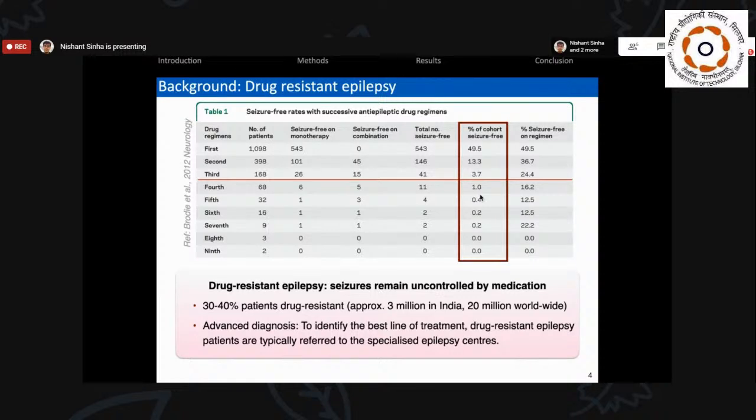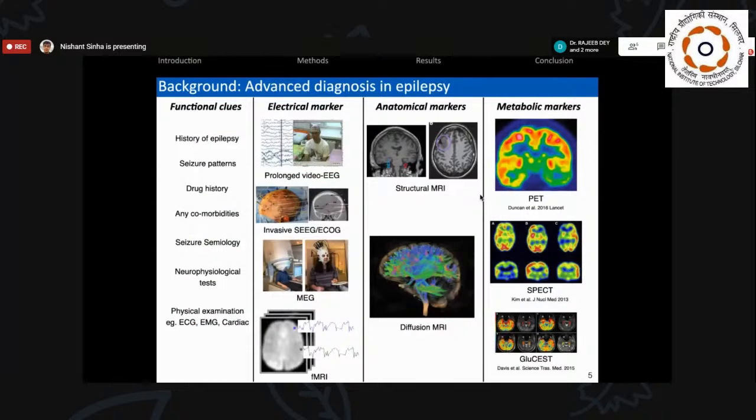above and beyond the drug treatment, they are typically recommended to be referred to a specialized epilepsy center. And in these specialized epilepsy centers, a lot of information is acquired in order to understand the pathology in the brain. This information can be broadly summarized in this slide. Typically, functional cues will be obtained. These would be: what is the history of epilepsy, what are the seizure patterns, drug history, evidence of any comorbidity, and ECG, EMG, cardiac signals. These are some functional cues, and they will typically be acquired.